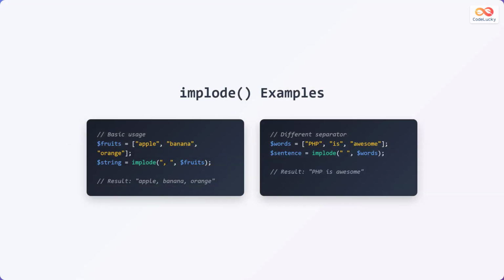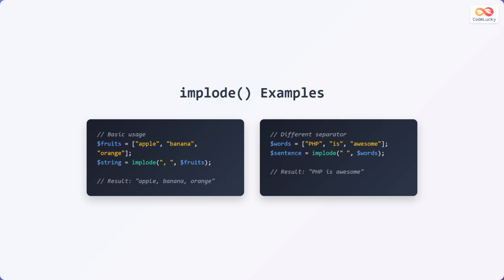Let's explore some examples of using the implode function. For basic usage, we have a fruits variable, which is an array containing the values apple, banana, and orange. Then we create a string variable that is assigned to the result of calling the implode function. The parameters passed to it are the separator, which is a comma and a space, and the fruits variable. The result is the string "apple, banana, orange".